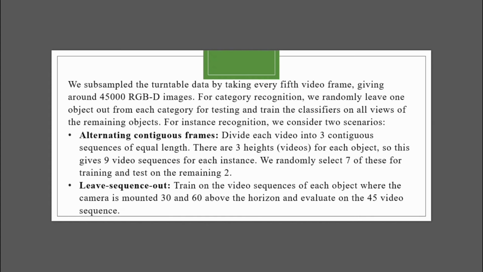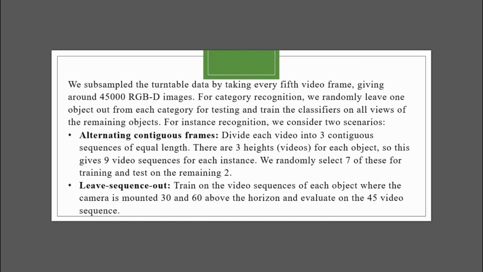We subsample the turntable data by taking every fifth video frame, giving around 45,000 RGB-D images. For category recognition, we randomly leave one object out from each category for testing and train the classifiers on all views of the remaining objects.